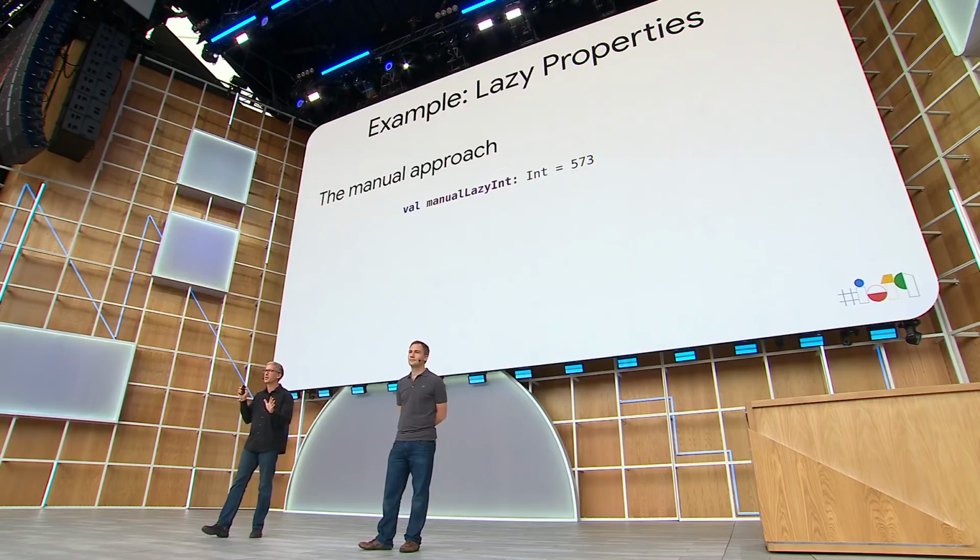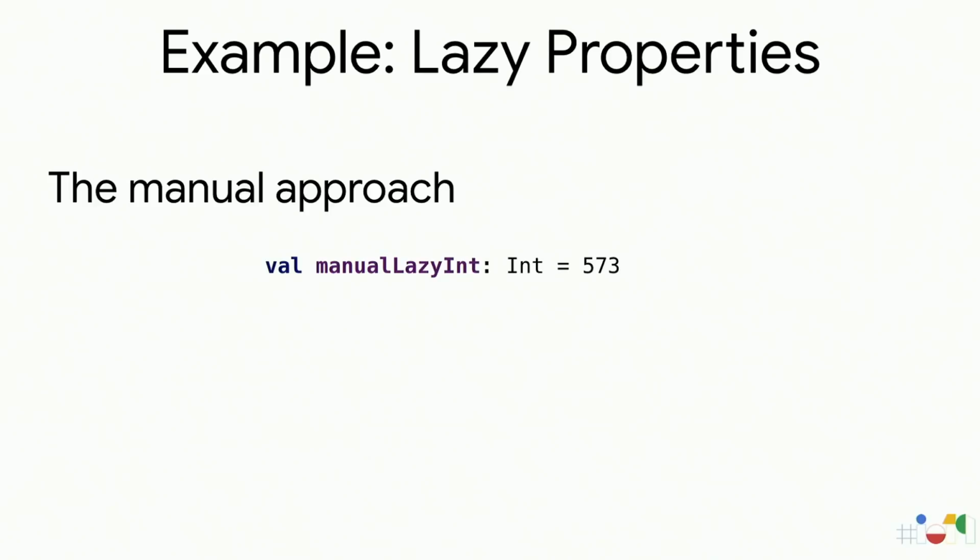So we have this int. We're going to set it equal to 573, but maybe nobody's going to need this, so we're going to make it lazy instead. So we're going to have a private member variable that's nullable. Now, part of the problem here, as we know from the earlier example, is that now we have something that could have been a primitive, but now all of a sudden we've made it an object type instead just because we want to set it to null.